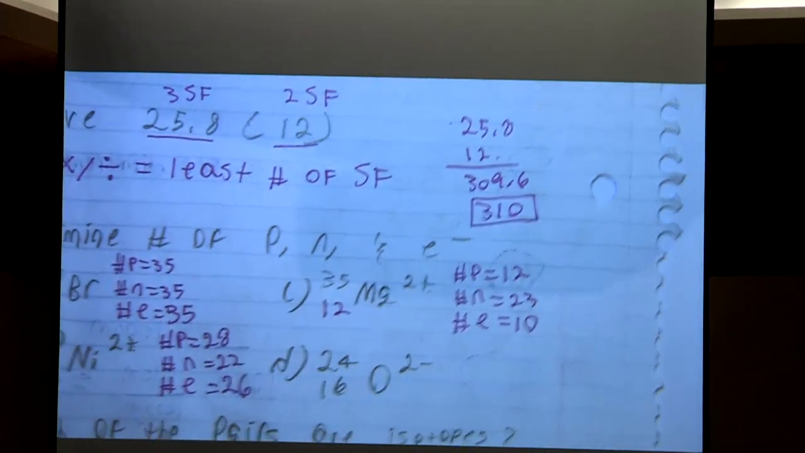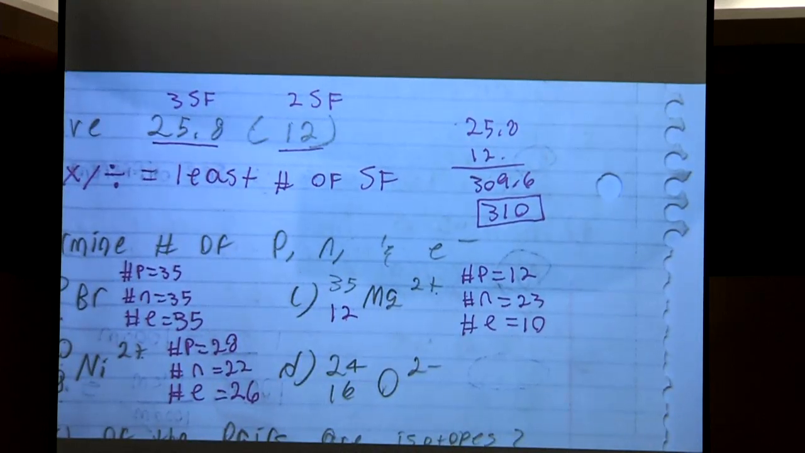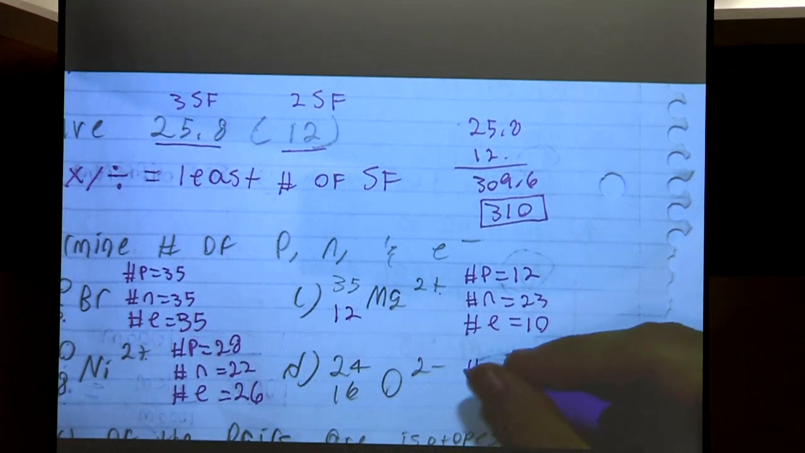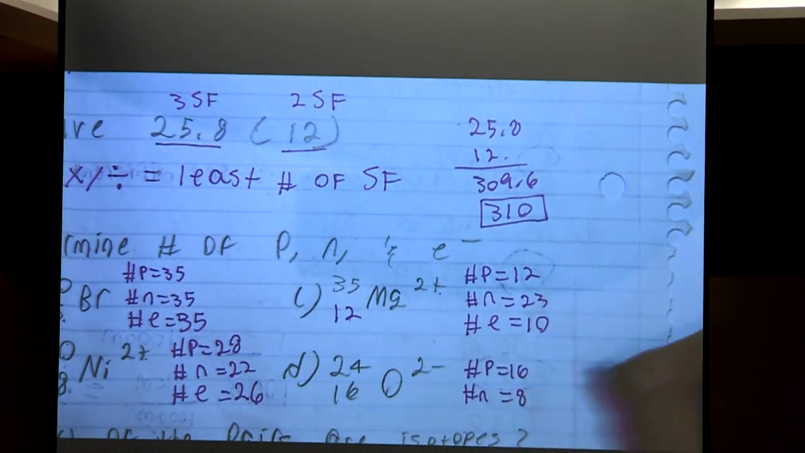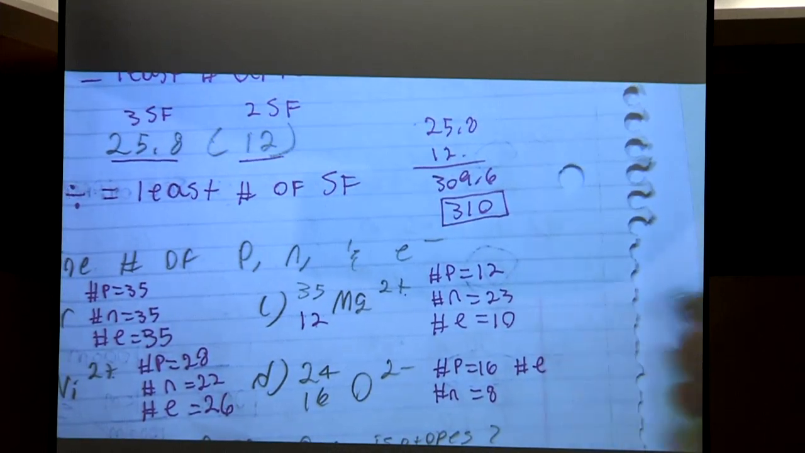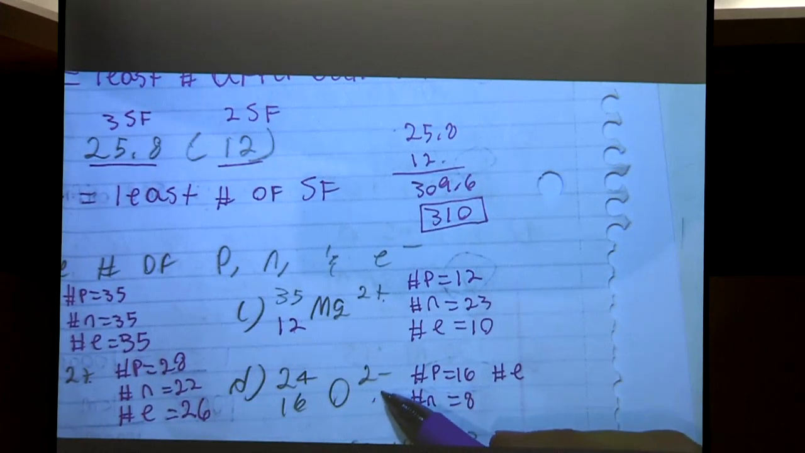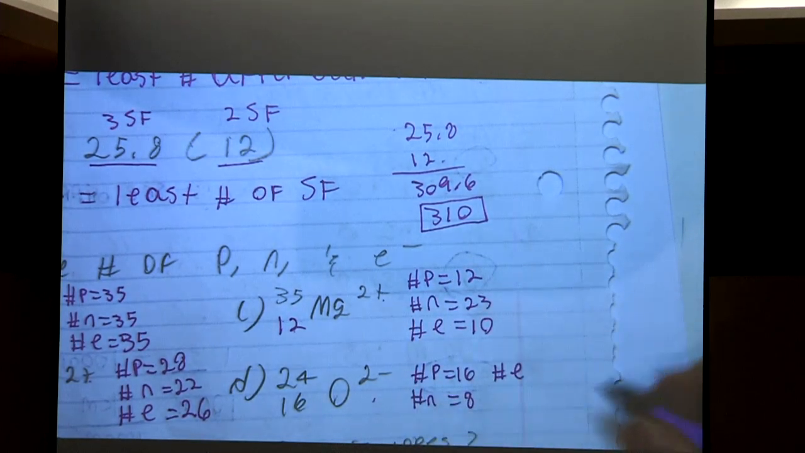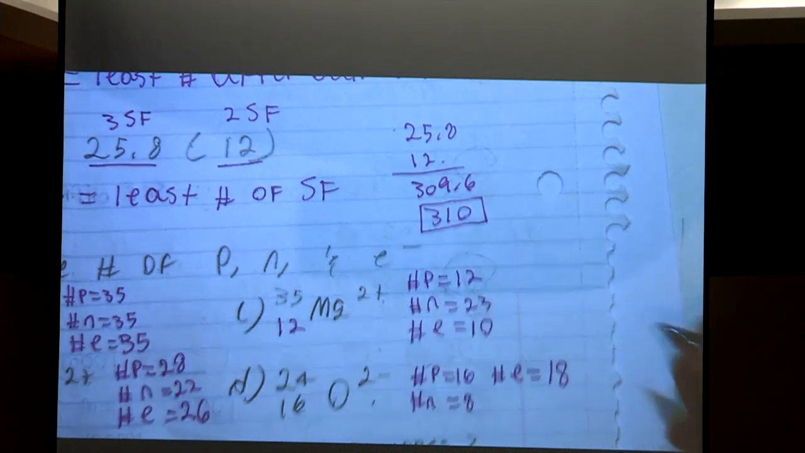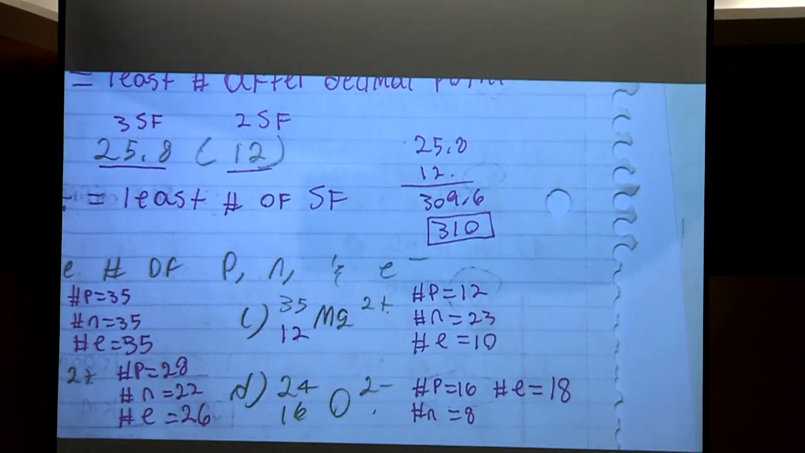Okay. Part D, we've got oxygen 2-. So again, protons is 16. Neutrons is 24 minus 16, so that's 8. And then our number of electrons, here we have a negative charge instead of a positive charge, which means we have more electrons than protons. And the charge is 2-, so we must have 2 more electrons. So 18 electrons. Any questions on that? Okay. I'll give you guys a second to write it down.